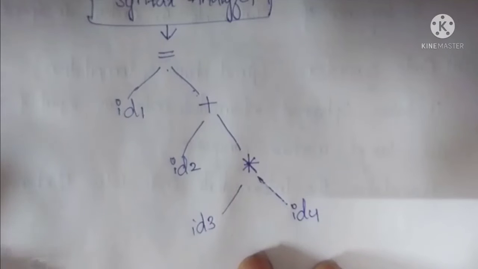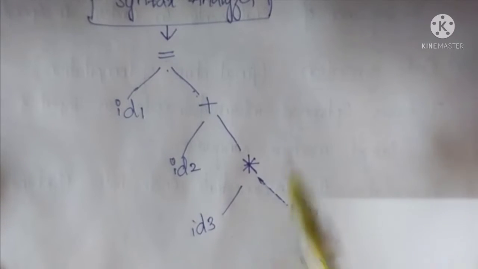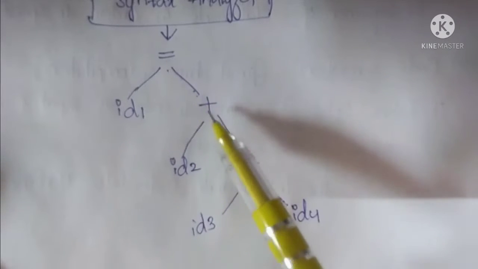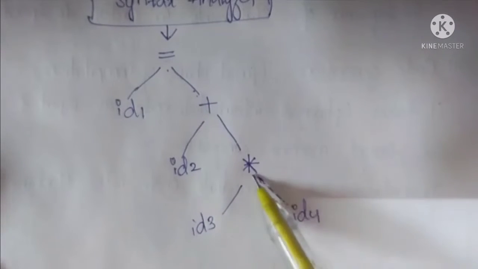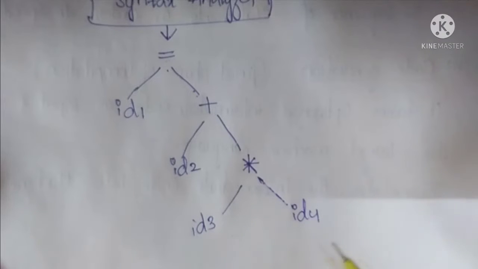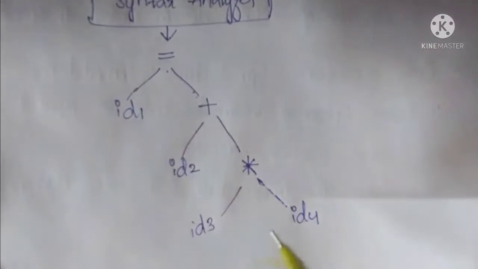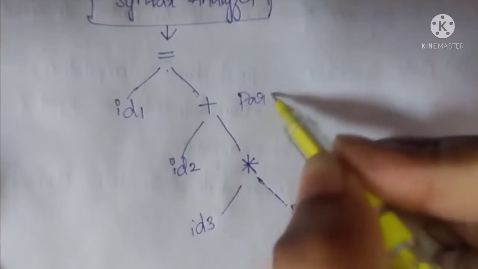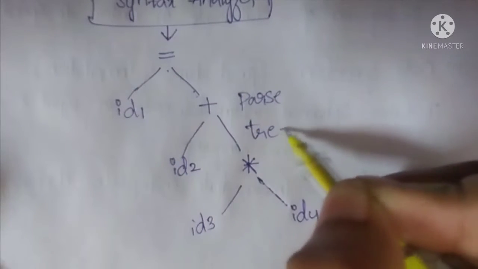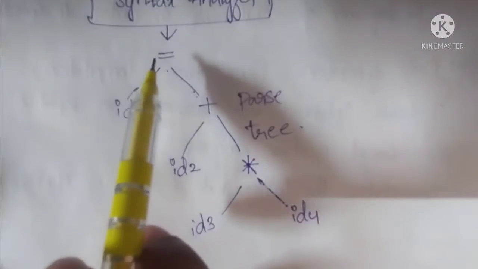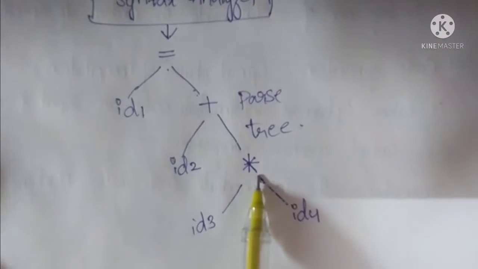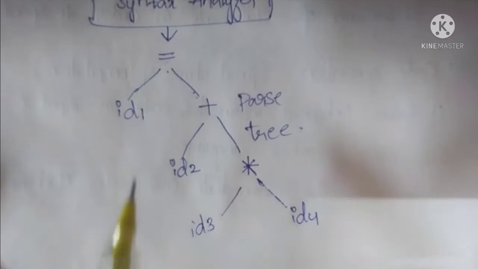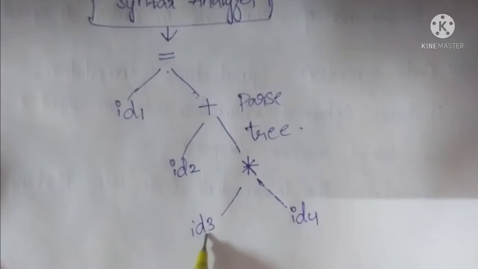Okay, so see here, once again I will explain. For equal to I have written id1, for plus I have written id2, and for plus into I have written id3 and id4. So this is how you have to generate the parse tree. We are calling this the parse tree. Remember that all the operators should be the root node, and the remaining you have to write in the child nodes. This is the only concept you have to write in the syntax analysis.